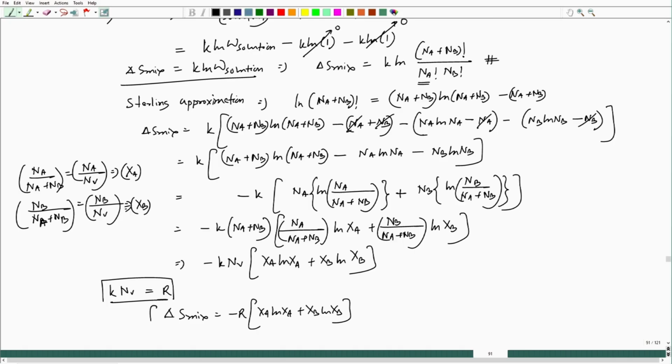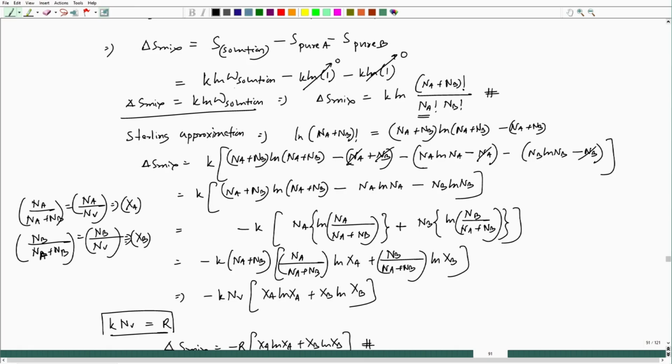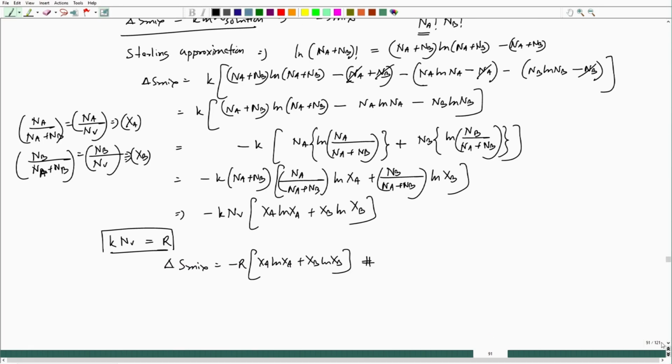So, we see that we get the same formula, the same expression for del S mix, whether we go through the del G mix route or through this formula. Okay. So, let me stop here.